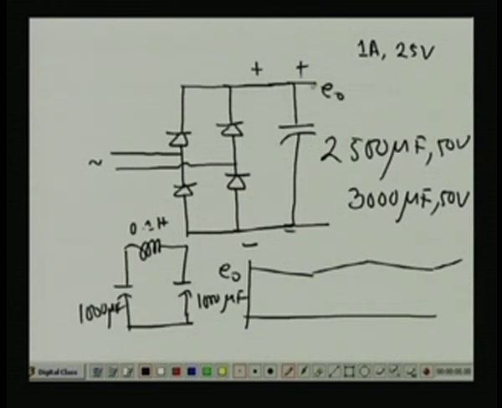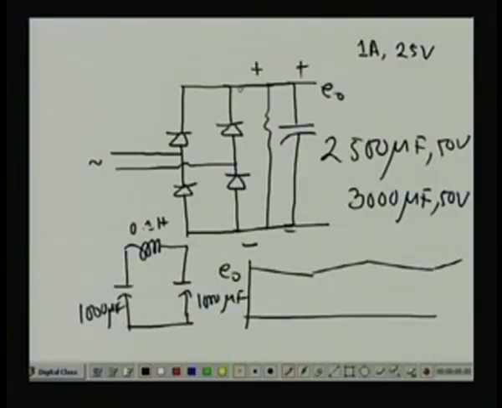There should be some bleeding resistors, high value bleeding resistors. This is always necessary, because otherwise the capacitor will be fully charged. What will happen is, if I charge this capacitor, which is totally discharged, it needs a large current, so there is a large surge current through the diode. So the diode will burn out.